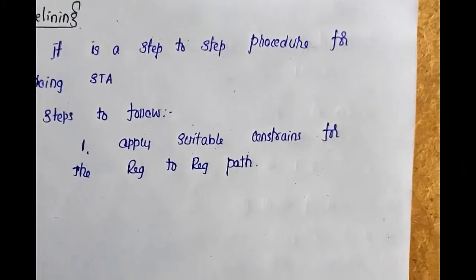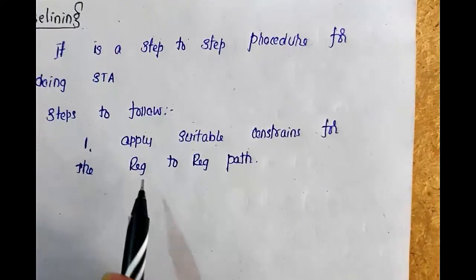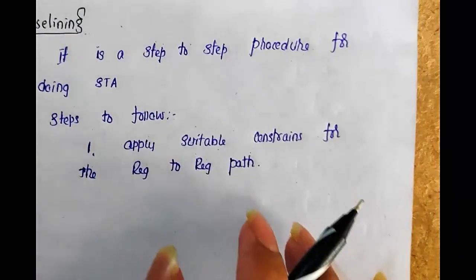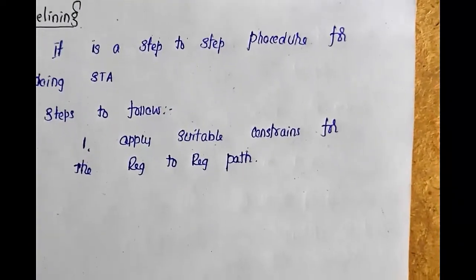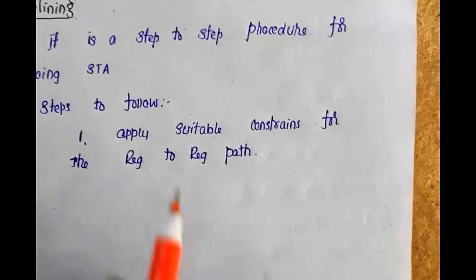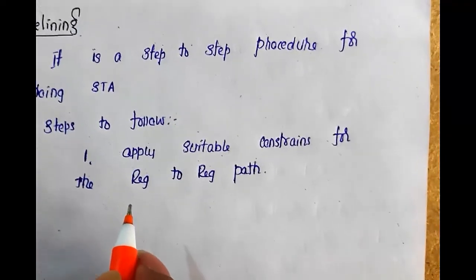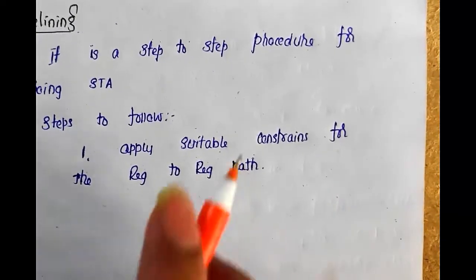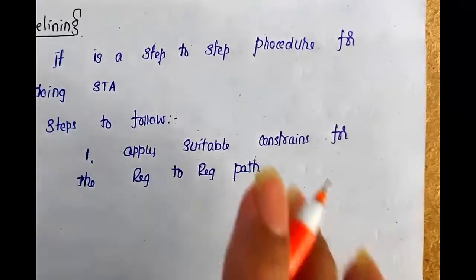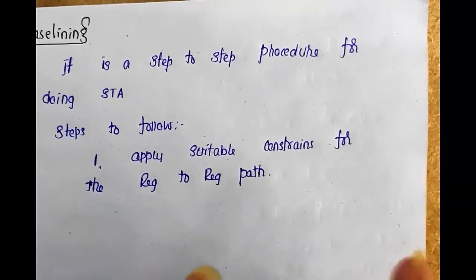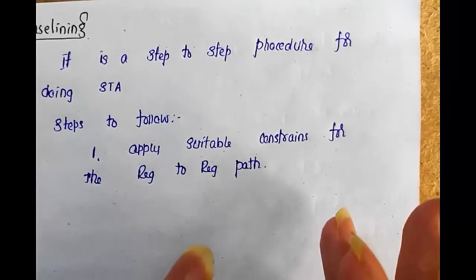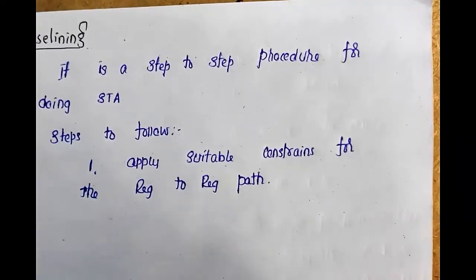So these are the steps. The first step is to apply constraints for the edge to edge path. We know that the edge to edge path is the pure combinational path, so we need to apply suitable constraints. The constraint should be a clock. For edge to edge, the constraint is a clock.